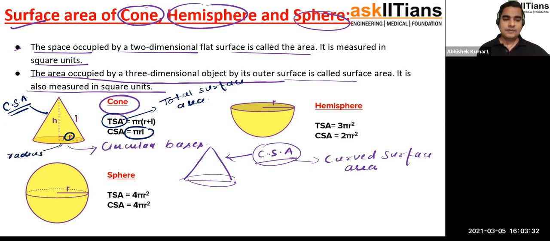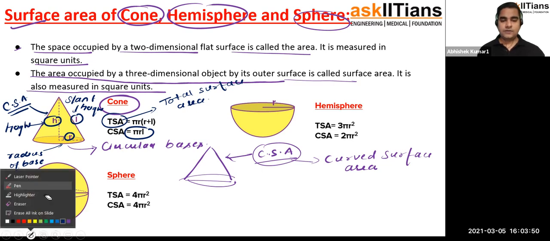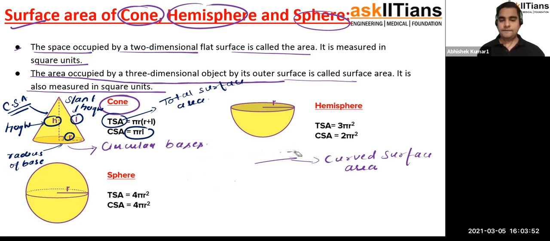What does this L represent? This L represents slant height. And this H represents height, the normal height or the perpendicular height basically. And there is a relation we have between these three. Let me show you the relation as well. I will mention it here, 1 second.